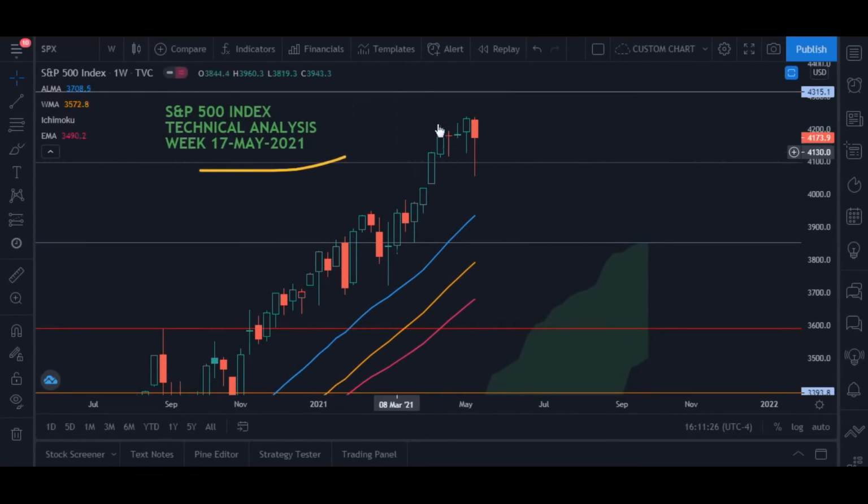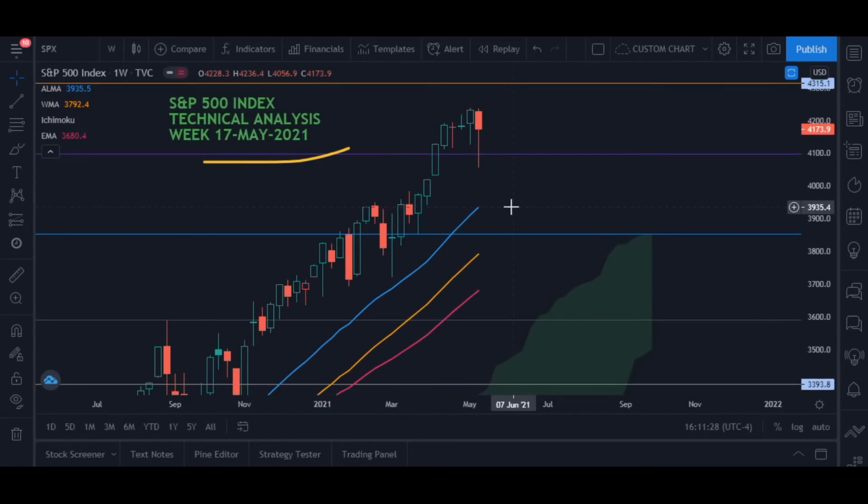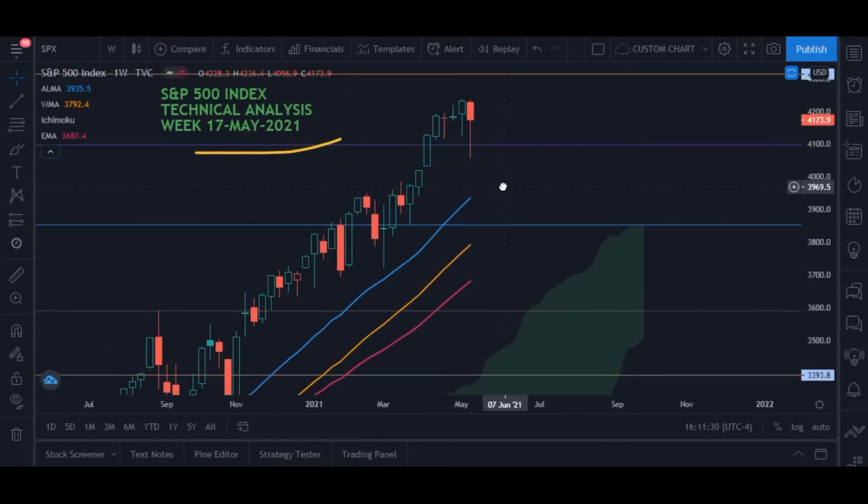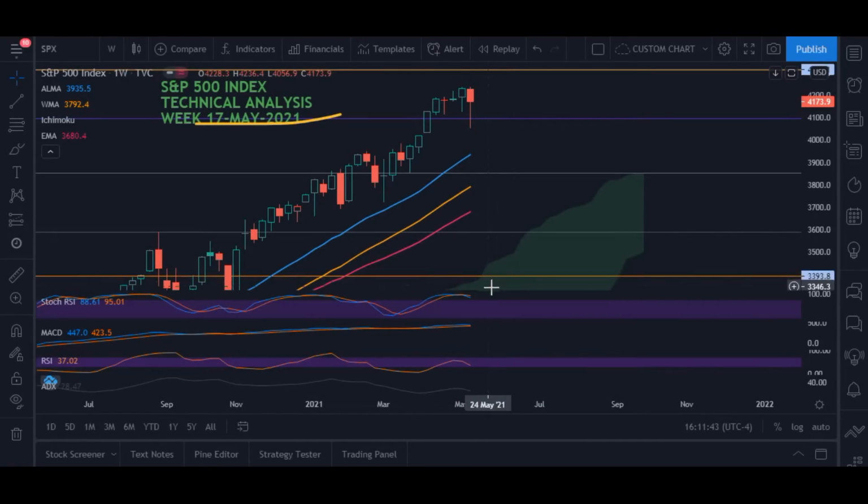On the weekly chart, we have these moving averages. This pattern supports the bull trend. So moving averages are clearly supporting the bullish trend. Then we have Stochastic RSI. Stochastic RSI is still supporting the bull trend. However, there is a change in direction here because of this heavy fall, but it is still supporting the bull trend.